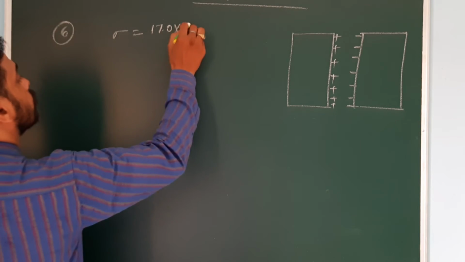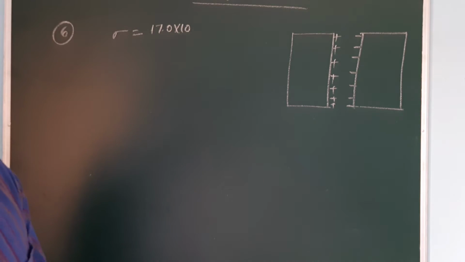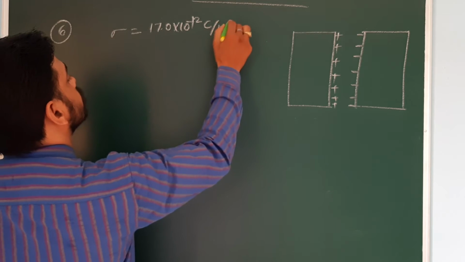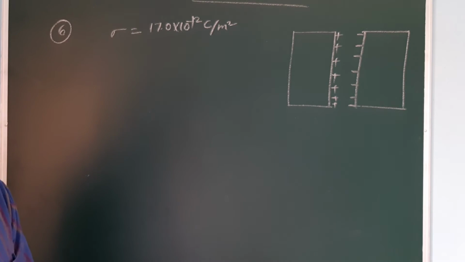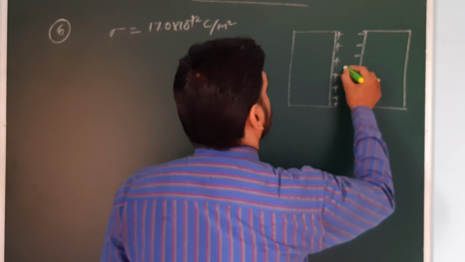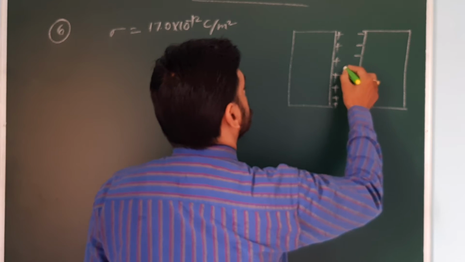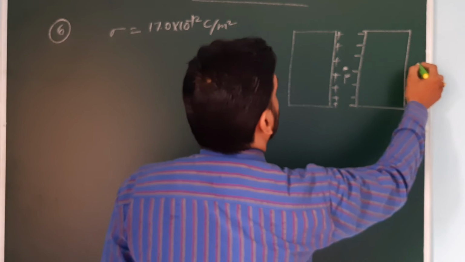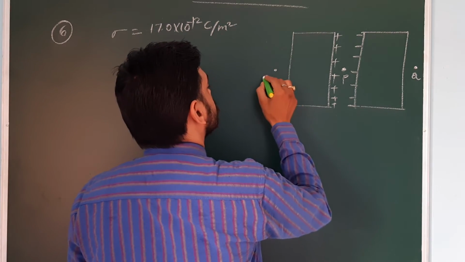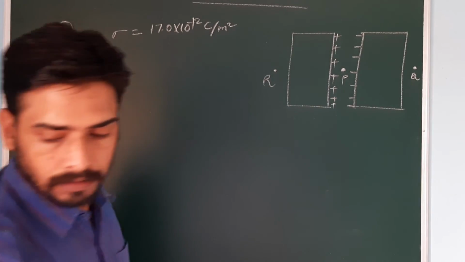17.0 into 10 power minus 12 coulomb per meter square. Get it? Okay. So what are the magnitudes of the electric field at the left side of the plate, the right side of the plate, and between the plates? Suppose the point between the plates is P, the right side of the plate is Q, and the left side of the plate is R.